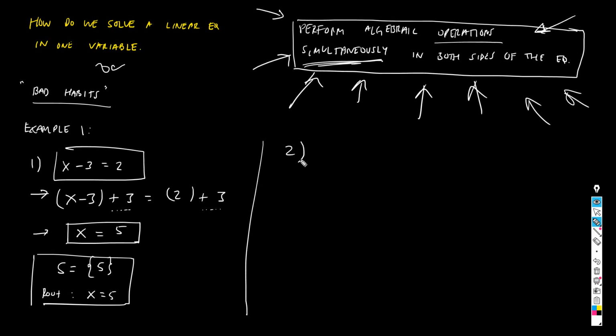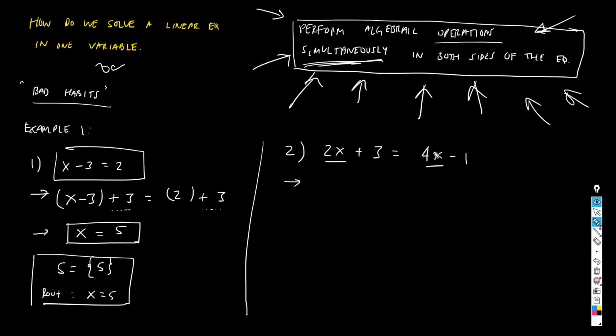Number 2, 2x plus 3 equals 4x minus 1. So we have this equation. What can I do? Well, let's first have all the terms with the variable on just one side of the equation. It's irrelevant which side, but most people like to have the variable on the left side.